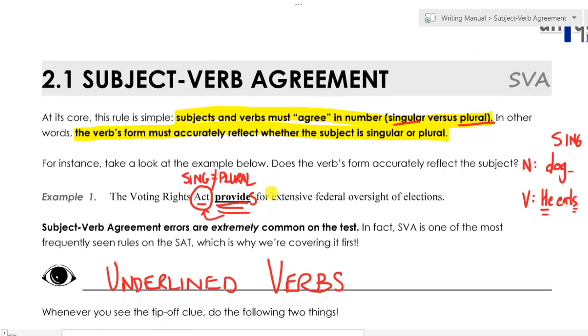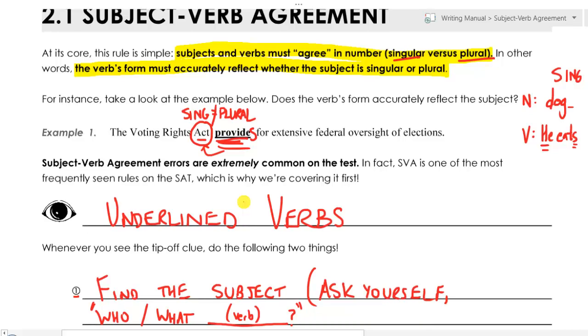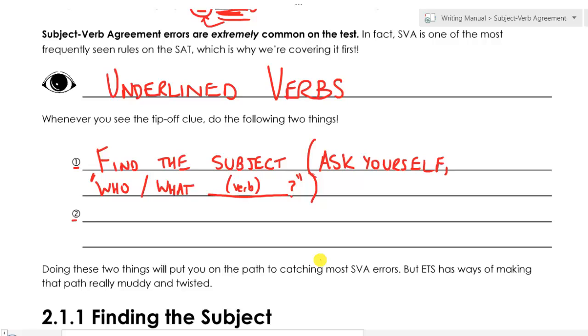So back to example 1, the verb is provide, so what you would ask yourself is who or what provide for extensive federal oversight of elections. Who or what is providing for extensive federal oversight? The answer is the act. The act is doing the providing. So the answer to this question, who or what verb, will be your subject, the subject of the sentence.